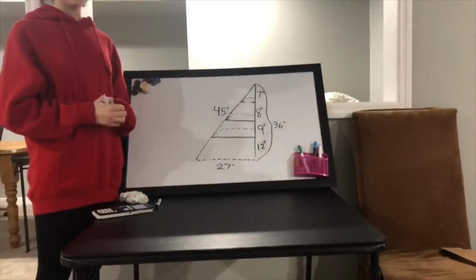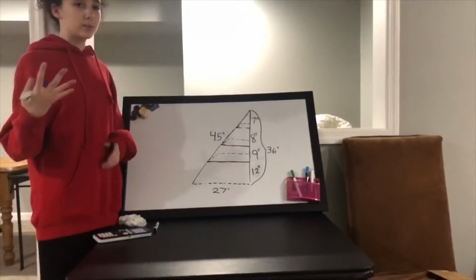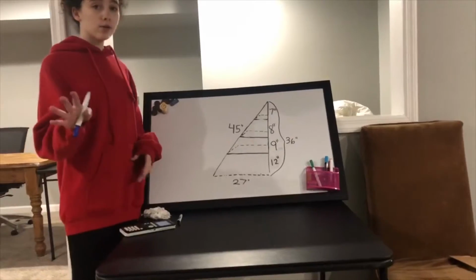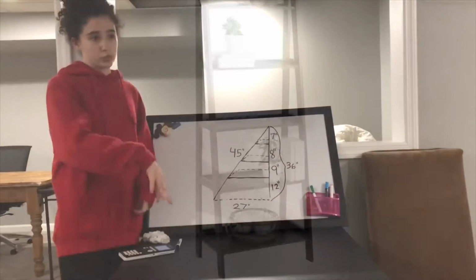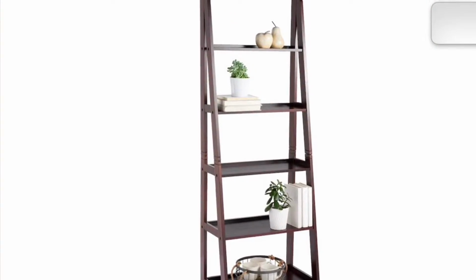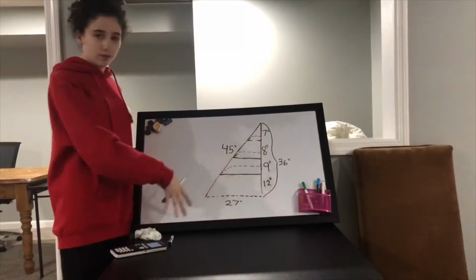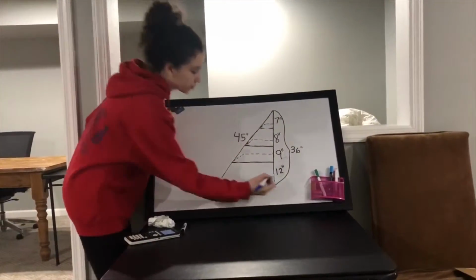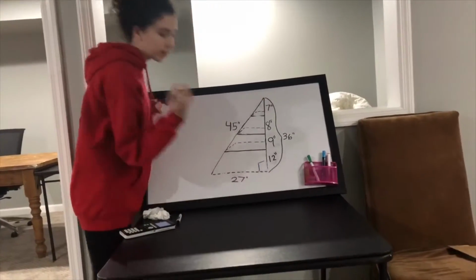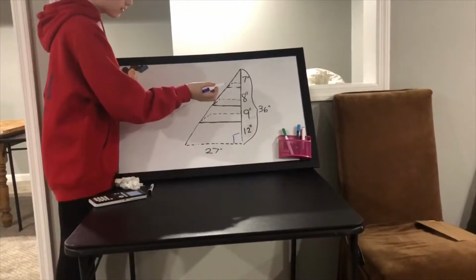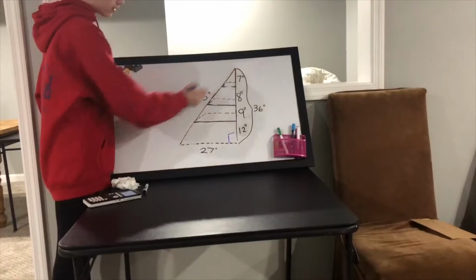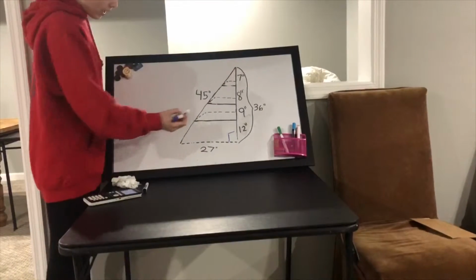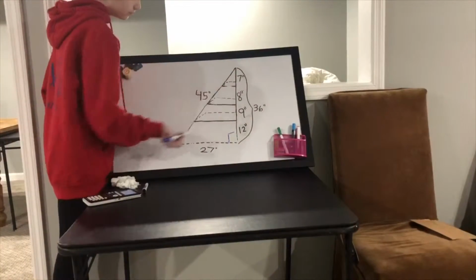Okay, so in this problem, we're going to be pretending to build a ladder shelf. If you don't know what that looks like, I'm going to insert a picture right here. I drew what would be a side view of the ladder shelf. This would be the wall, and this would be the floor, which means this is a 90-degree angle, which we're going to need to use later. This is the leg of the ladder, and these 3 are the shelves.